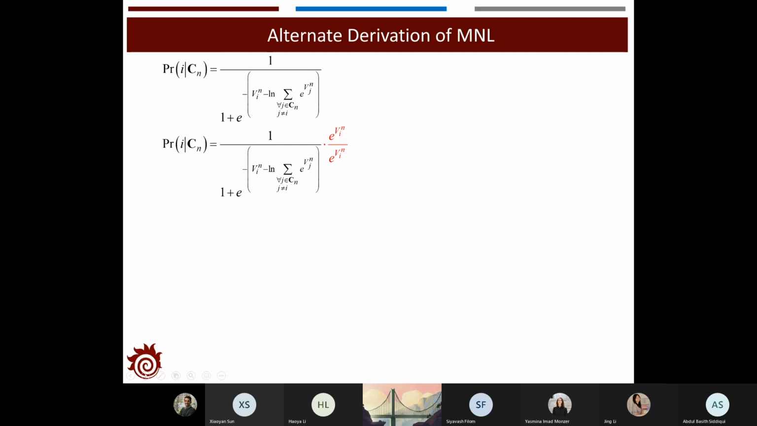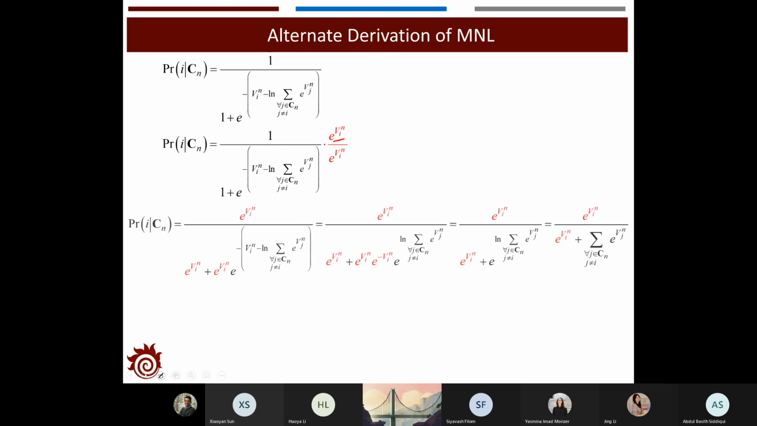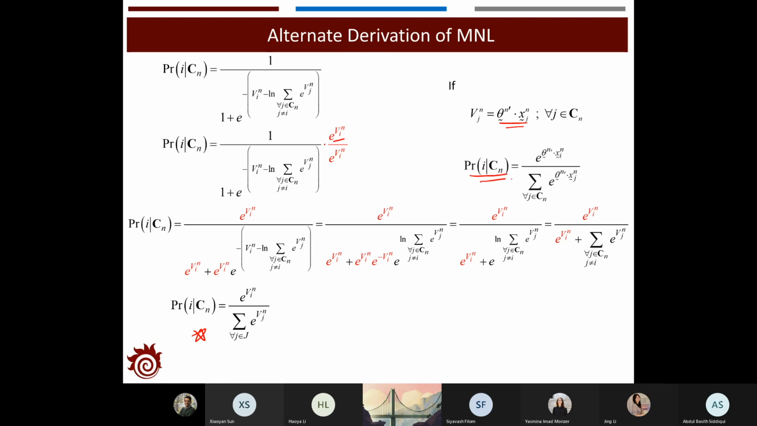By taking the exponential of Vi on top and bottom, you can expand it and simplify the whole equation, and eventually you get the same result, which is the same as what we derived previously. It's also called the expression for the multinomial logit model, and by introducing the linear format for the deterministic component, we get another expression for the probability. So that's what we have to remember for the multinomial logit model.